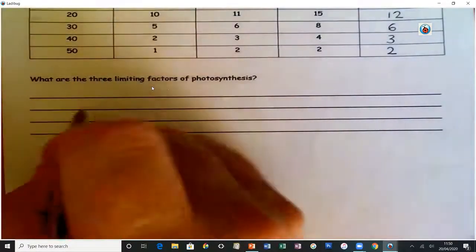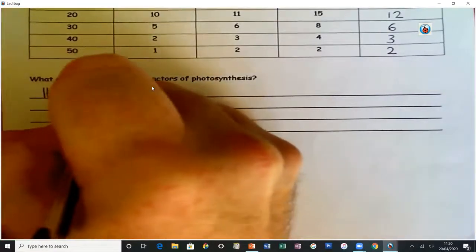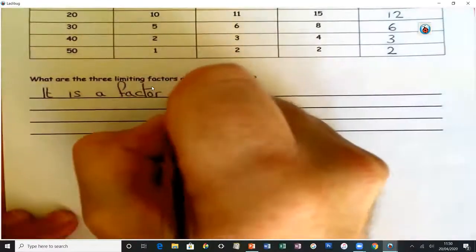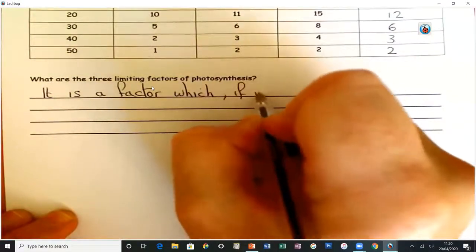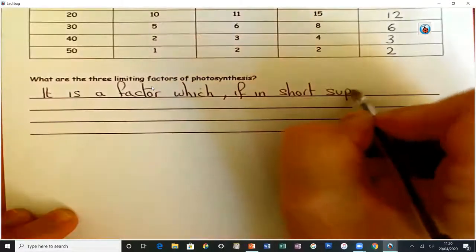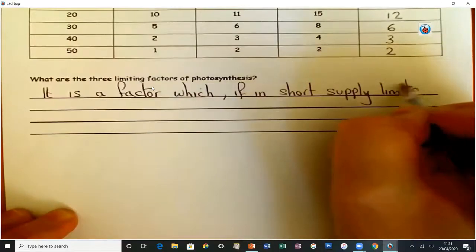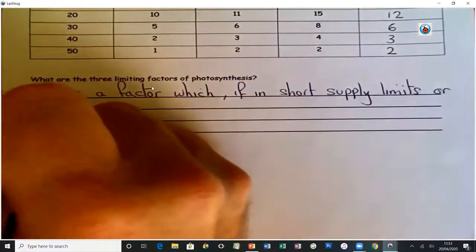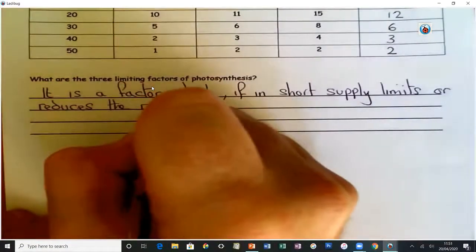So it is a factor which, if in short supply, limits or reduces the rate of photosynthesis.